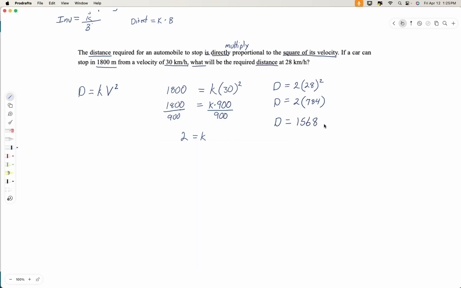1,568. And that's going to be in meters. Remember, meters is our unit of measure. So 1,568 meters. That would be your final answer.